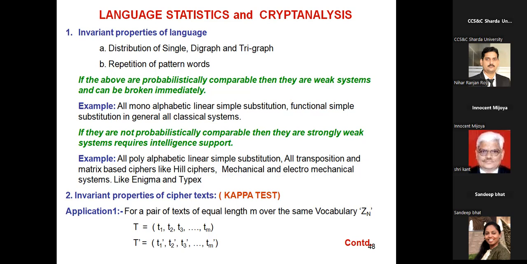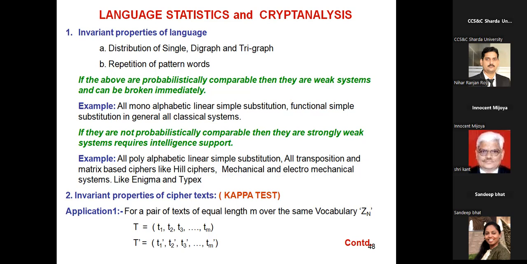Invariant properties, they are a strong system. Yeah, you can say a strongly weak system. They are not strong, but a strongly weak system. It is a mathematical definition, so don't get confused.